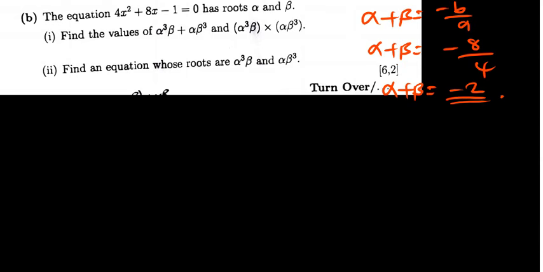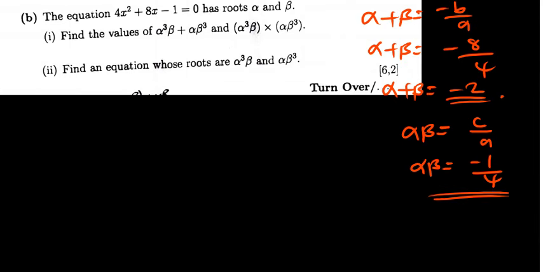Before you even solve any question, you also find the product. The product is c over a. So alpha times beta will be c is negative 1, a is 4. So that's the product. Now you can go and start solving the question.